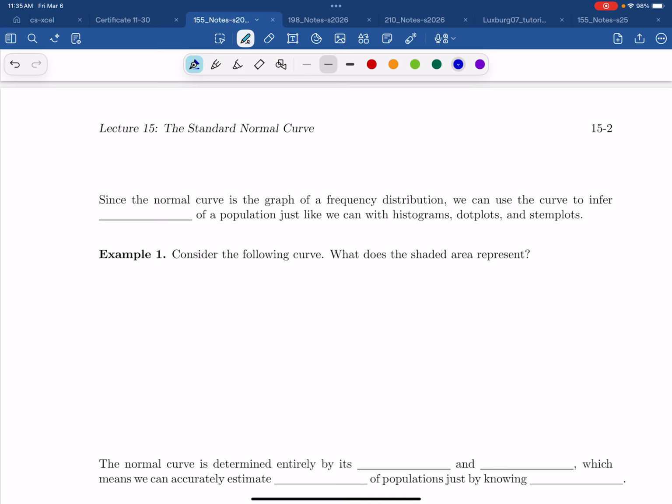Now, since the normal curve is the graph of a frequency distribution, we can use the curve to infer proportions of a population, just like we can with other graphs. So, for example, consider the following graph. Let me just quickly sketch it. It looks something like this. There's the x-axis, and the y-axis is always frequency.